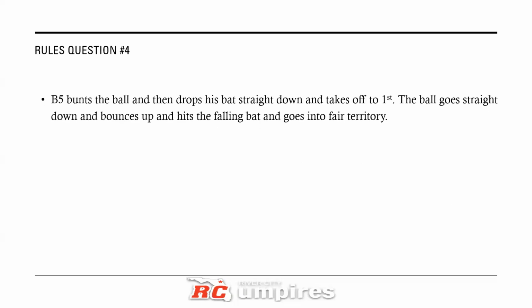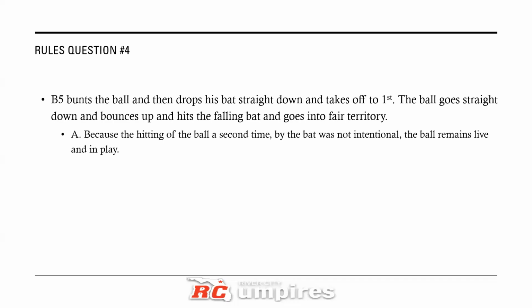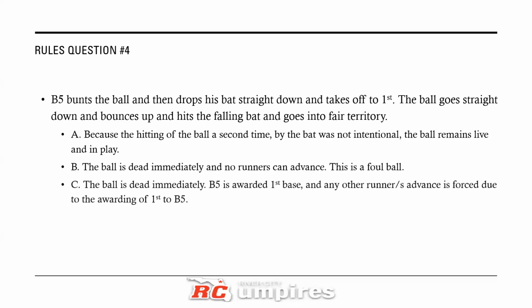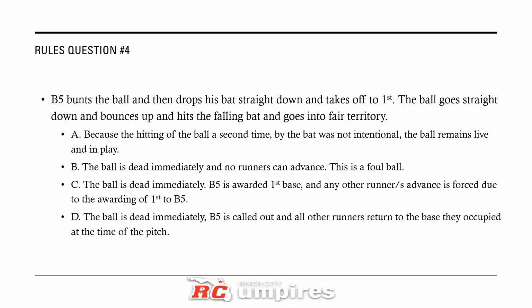All right. B5 bunts the ball, then drops his bat straight down and takes off for first. The ball goes straight down and bounces up and hits the falling bat and goes into fair territory. A: Because the hitting of the ball a second time by the bat was not intentional, the ball remains live and in play. B: The ball is dead immediately and no runners can advance. This is a foul ball. C: The ball is dead immediately. B5 is awarded first base, and any runners advance forced due to awarding first to B5. D: The ball is dead immediately. B5 is called out, and all other runners return to the base they occupied at the time of the pitch. What do we got?